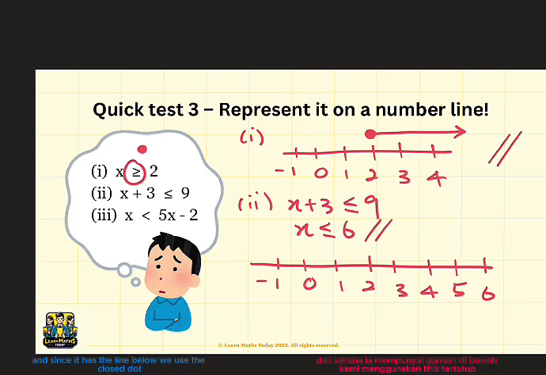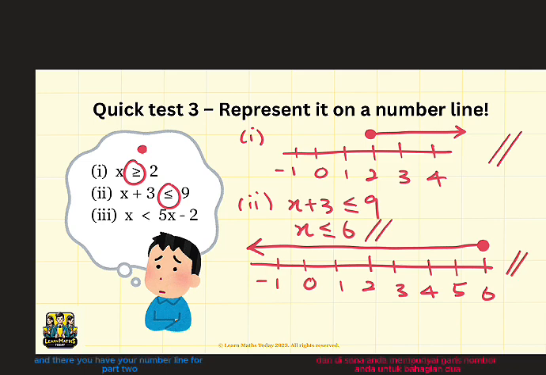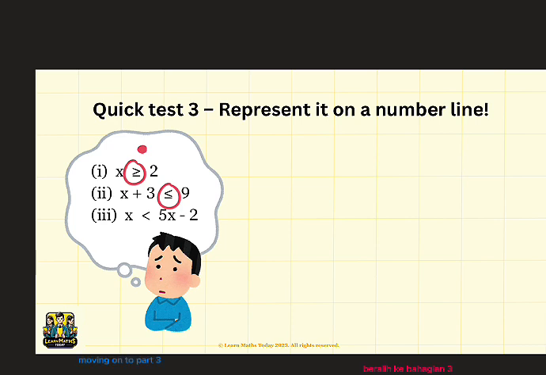Okay, and since it has the line below, we use the closed dot. And since it points towards the left, draw a very long arrow towards the left. And there you have your number line for part 2. Moving on to part 3.